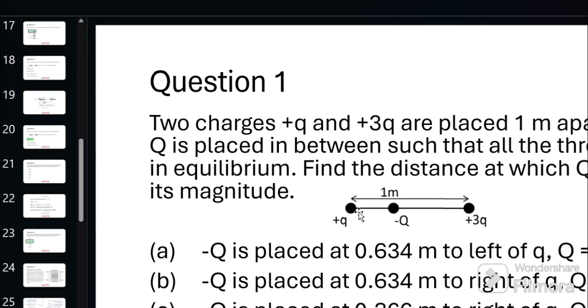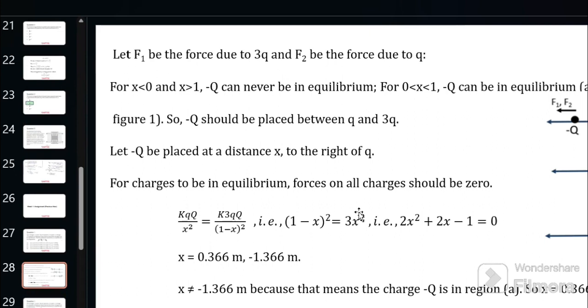Basically in this figure we can see that there are 2 charges, and we need to find where we should place the negative charge so that the entire system is in equilibrium. Being in equilibrium means the forces acting between plus Q and minus Q, and plus 3Q and minus Q, are equal. So we move to the solution of this question.